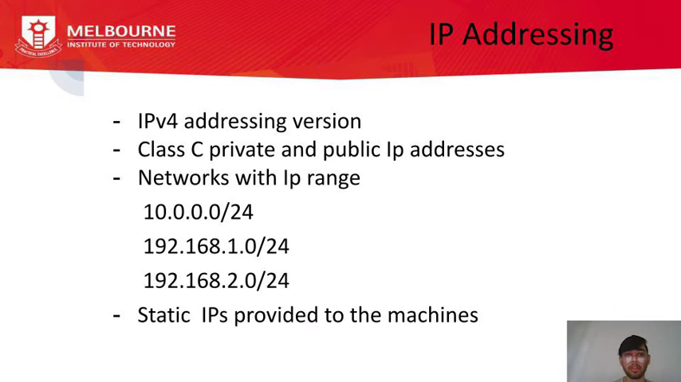So moving on to IP addressing, the IP version 4 addressing scheme is utilized in our network, and we have utilized both class C private and public IP addresses. You can see the 10.0.0.0 network, that is private IP, is utilized within the internal network between the routers, whereas on the end user sides, two public IP addresses are utilized, and static IPs are provided to the machines in this scenario.